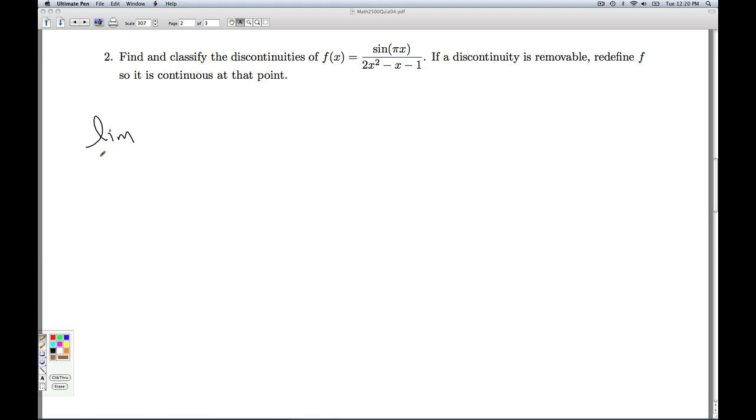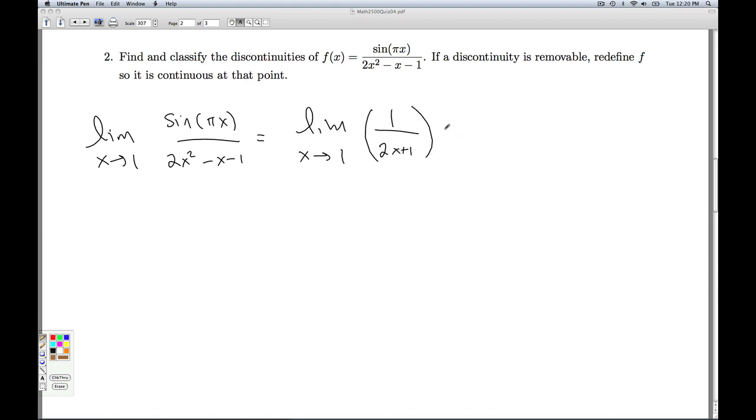The limit as x goes to 1 of sine of pi x over 2x squared minus x minus 1 is the limit as x goes to 1 of 1 over 2x plus 1 times sine of pi x over x minus 1. As x goes to 1, the 1 over 2x plus 1 goes to a third.